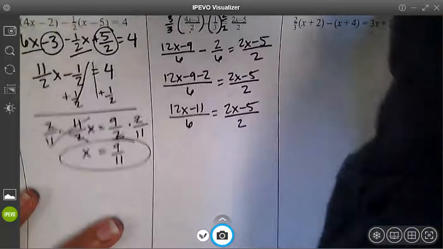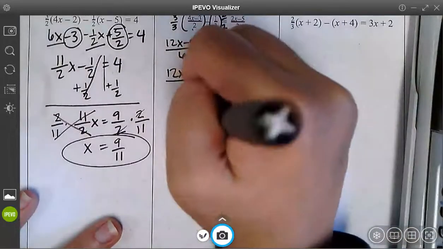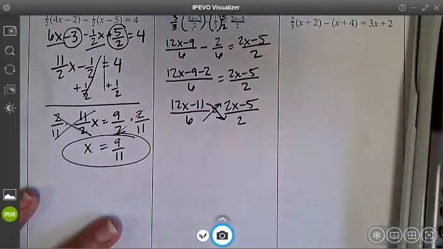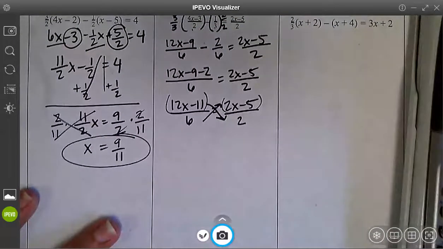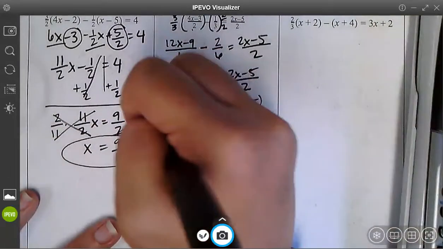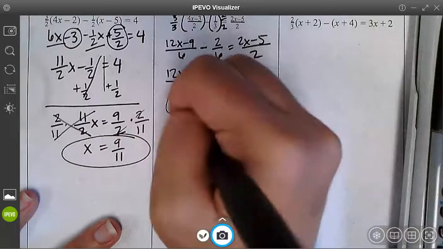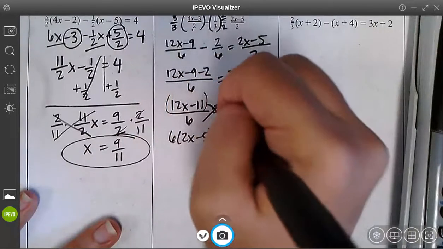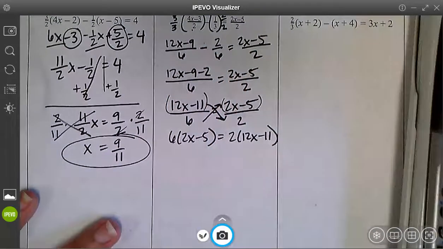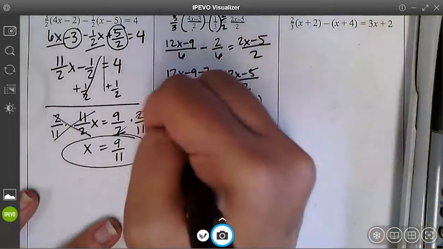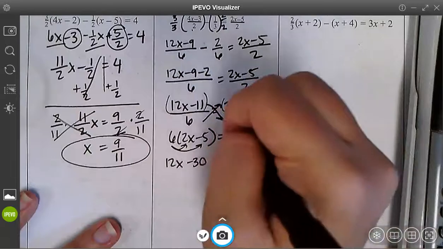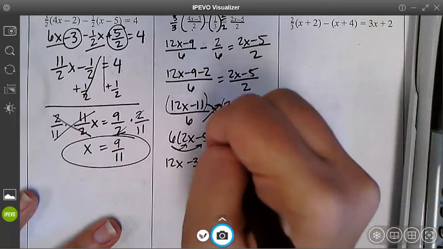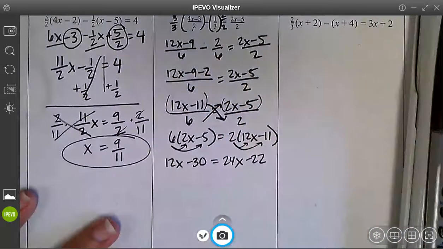Now I have a fraction equals another fraction, so I can just cross multiply. Remember to put things in parentheses when there's more than one in the numerator or denominator. So I have 6 times (2x minus 5) equals 2 times (12x minus 11). Distribute. You get 12x minus 30 equals 24x minus 22.